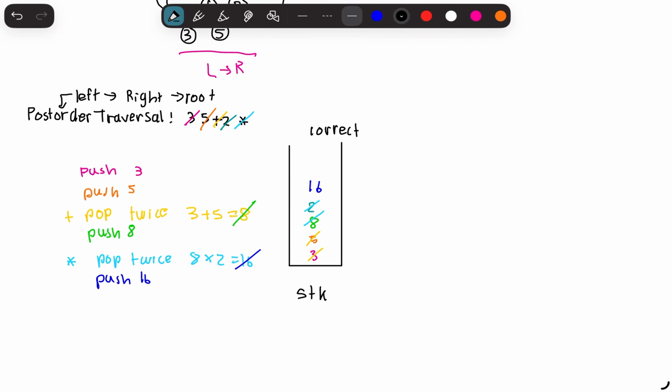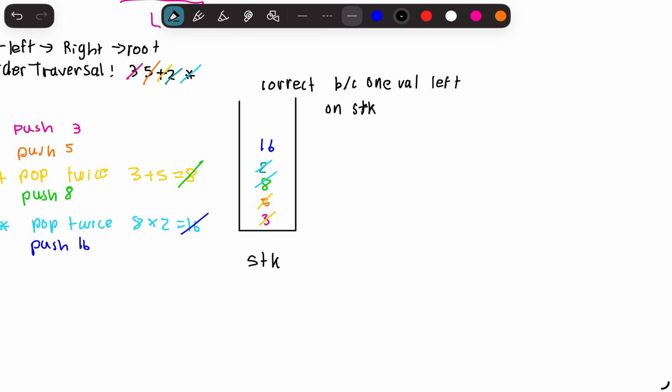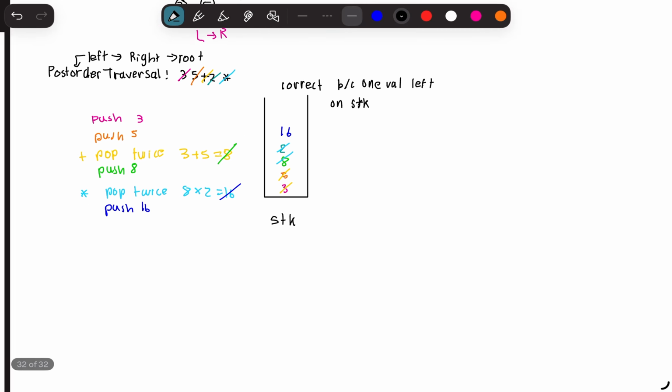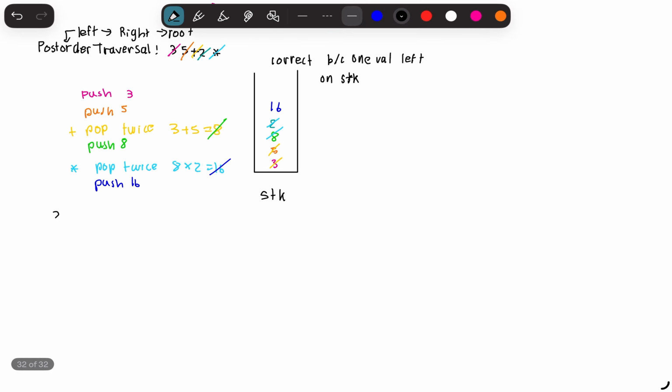Correct. Because there's only one value left on the stack. Whenever you have your correct work for evaluating an expression tree, you only have one number, one thing in your stack left. If you have more stuff, then you did something wrong. Okay, let's do a second example.